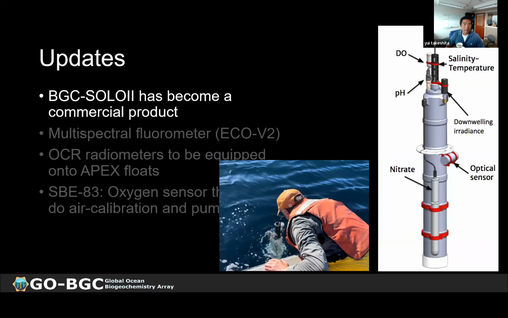And finally, the last update I want to share is that the BGC Solo 2, a new class of profiling floats, has become a commercial product. This is a drawing of the BGC Solo and a picture of one that we deployed off of Monterey Bay. There are about 4 of these in the water right now. MRV will, I believe, be taking orders for these BGC Solo 2 profiling floats. With that, my component is done, so I can turn it back to Yibin and Channing.